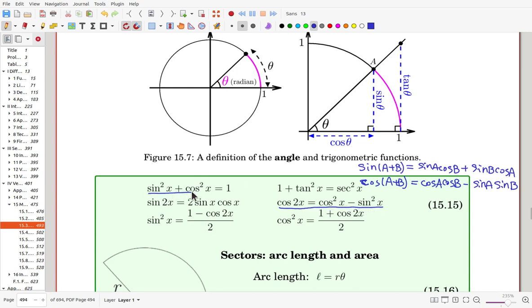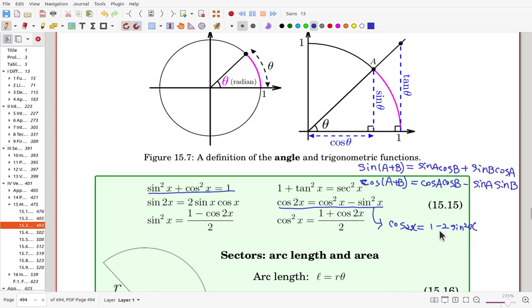and that one. From here, for example, cosine squared x is the same as 1 minus sine squared x. So now cosine 2x will be, since cosine squared x is 1 minus sine squared, 1 minus another one. So that is 1 minus 2 sine squared x.